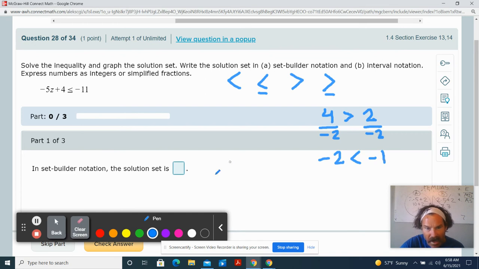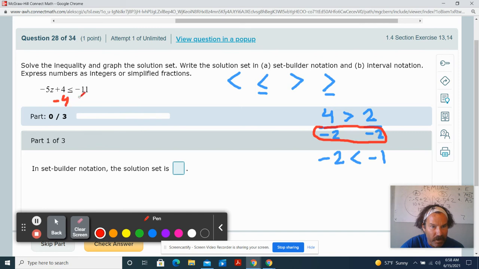So when I divided by a negative number here, that's the key thing. When you divide by a negative number, the inequality sign flips directions. Instead of a greater than sign, it became a less than sign. And that's what's going to happen here, because we're going to solve this inequality.